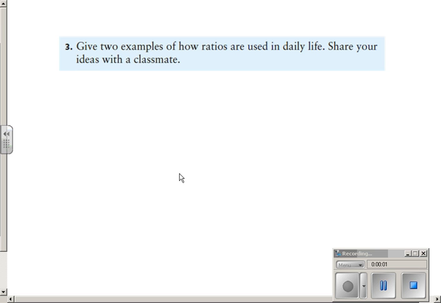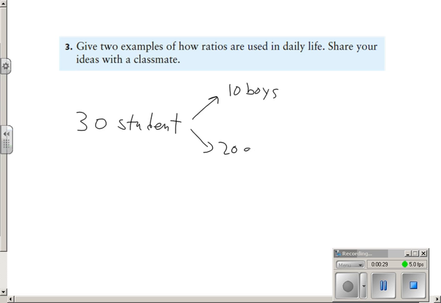Question 3 from 2.1 says, give 2 examples of how ratios are used in daily life and share your ideas with a classmate. Well, if I was trying to compare boys to girls in this class, and let's say I have 30 students, well, I could use a ratio to show a comparison of how many are boys and how many girls. Let's say in my class I have 10 boys and I have 20 girls.